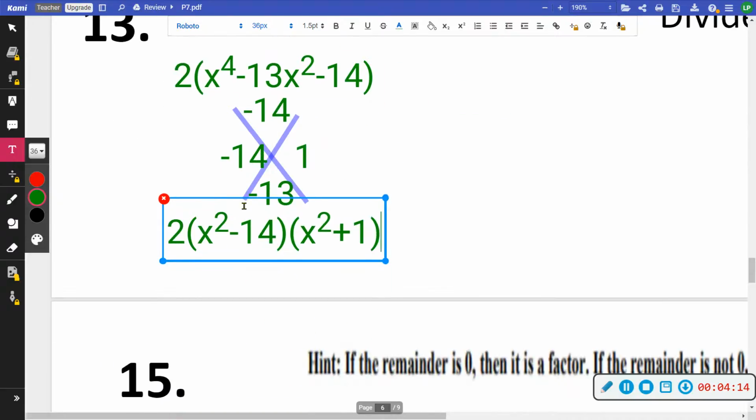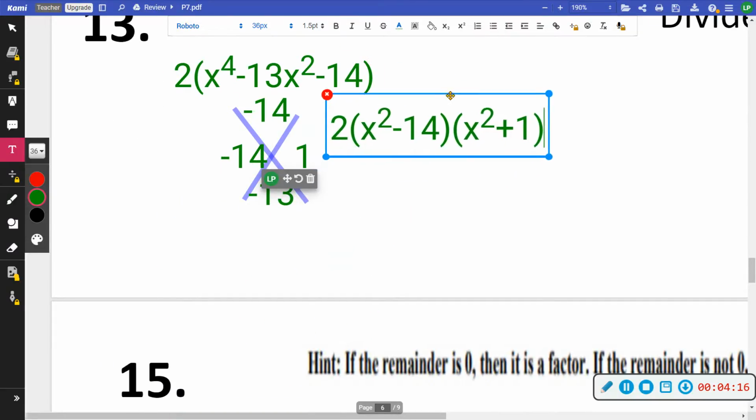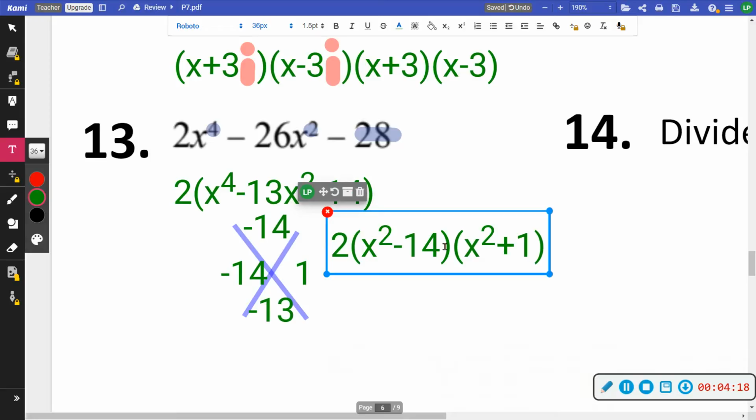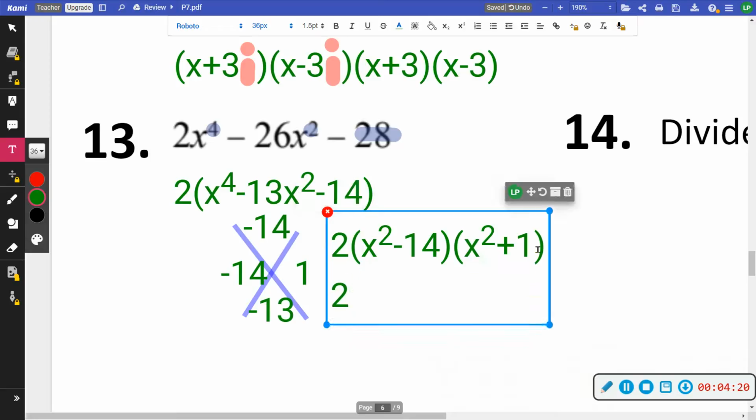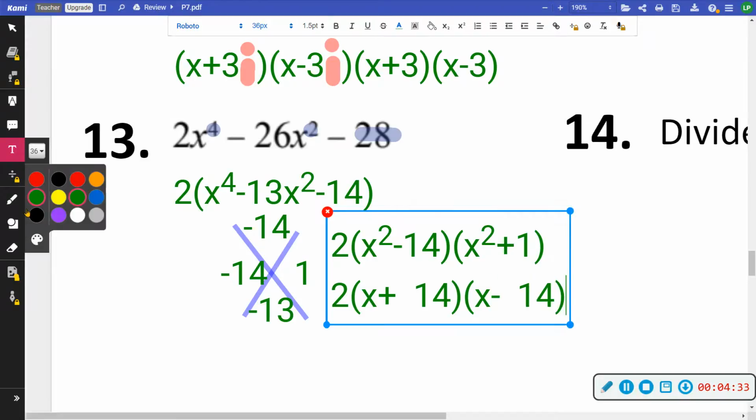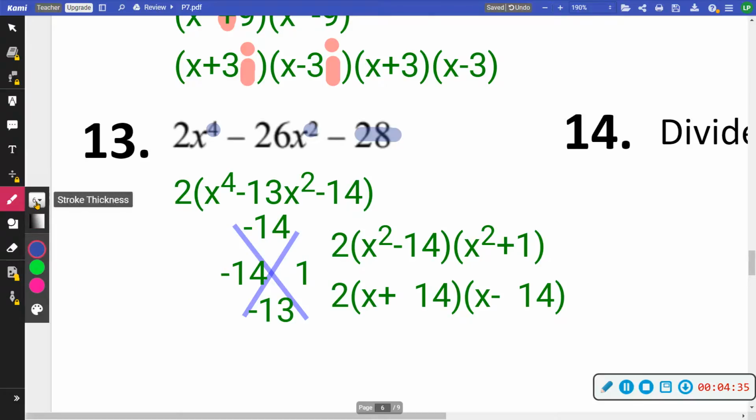Now, x squared minus 14, I'll put this over here to have more space. You could break that up into square roots if you wanted. So you could say that's x plus the square root of 14 and x minus the square root of 14. I'm going to put a little square root symbol in there. I just didn't feel like drawing it out.